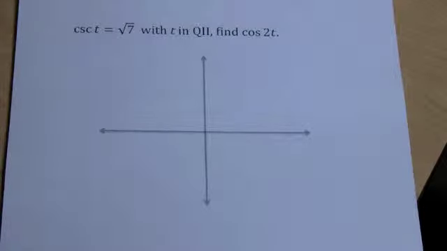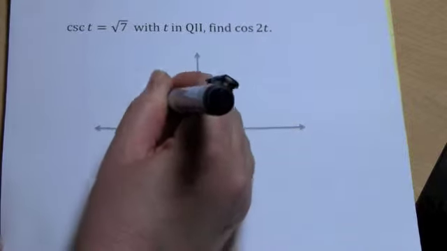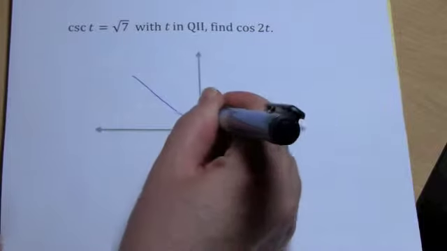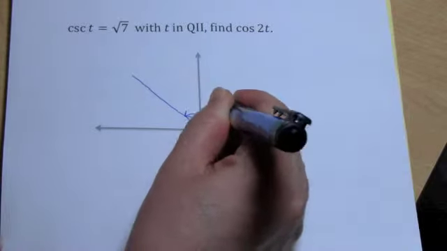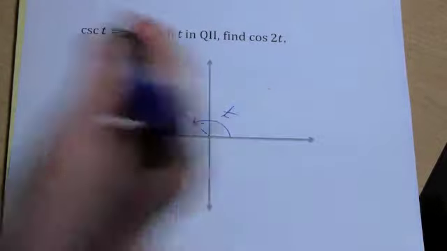Okay, here we have a problem. We're given cosecant t is equal to the square root of 7, and t terminates in quadrant 2. So again, let's start by drawing a triangle, or drawing an angle rather, t, terminating in quadrant 2. So here is a rough sketch of what angle t might look like.